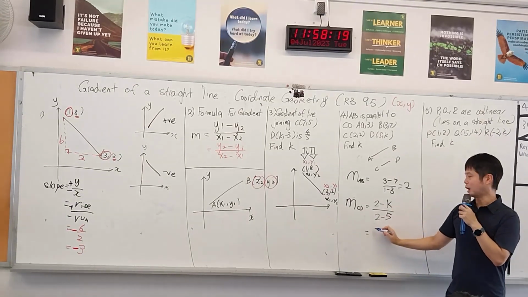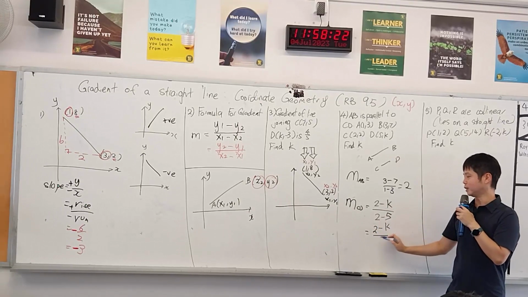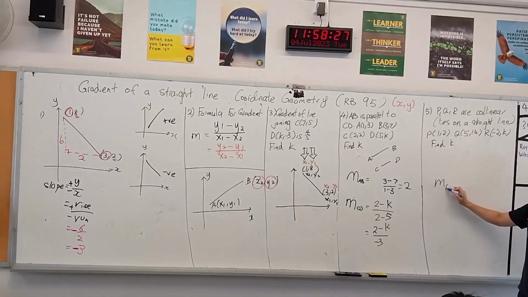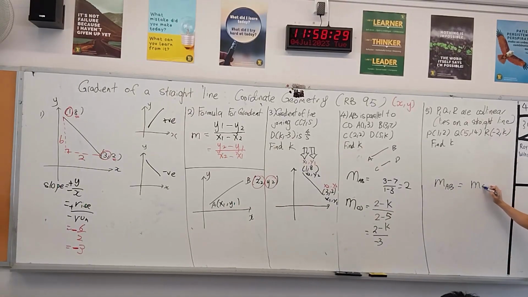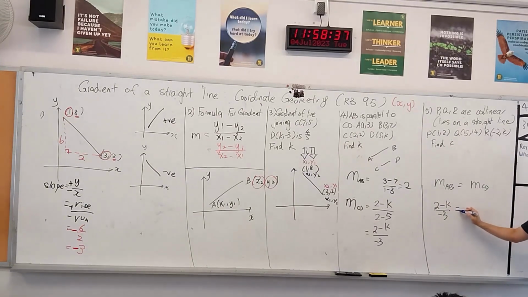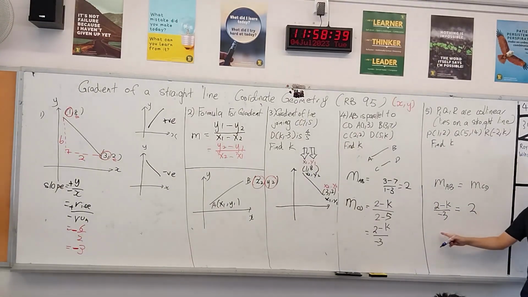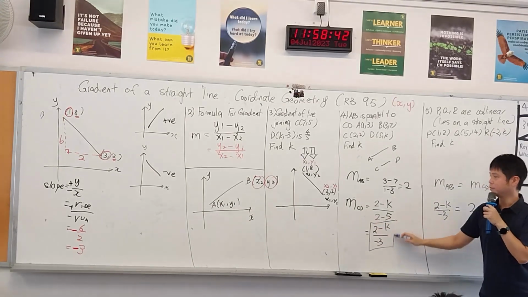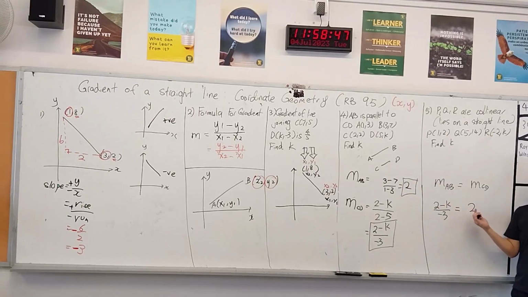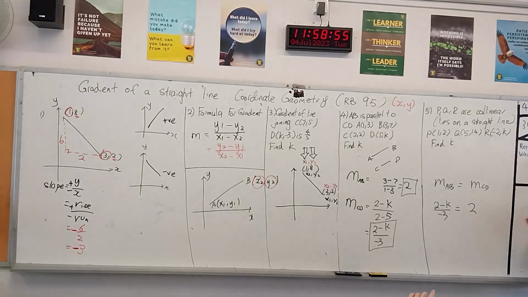So if I simplify a bit, I will have 2 minus k over negative 3. Since the gradients are equal, gradient of AB will be gradient of CD because they are parallel, right? So I will have a simple algebra, 2 minus k over negative 3 equals to 2. Again, where did I get these 2 from? Gradient of CD, gradient of AB.